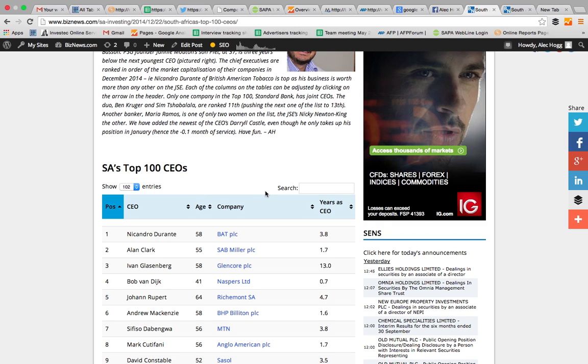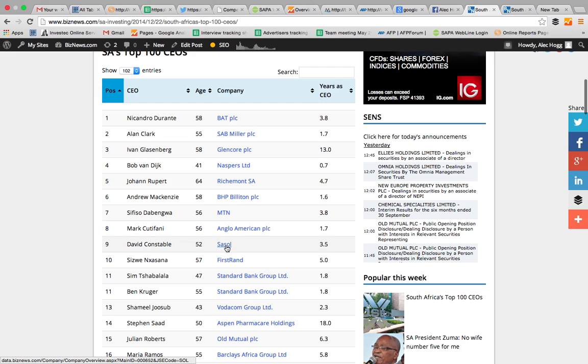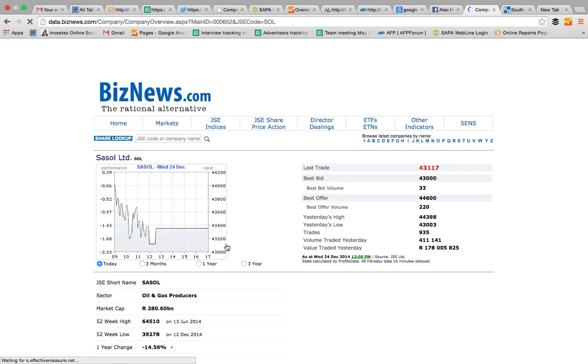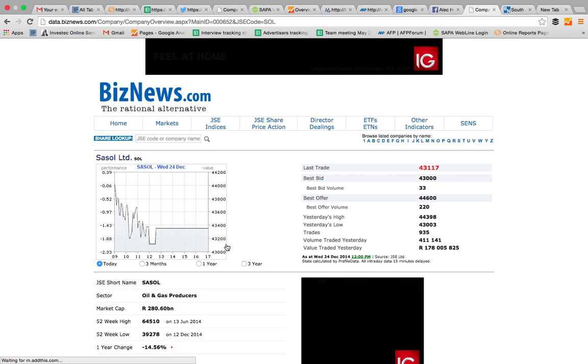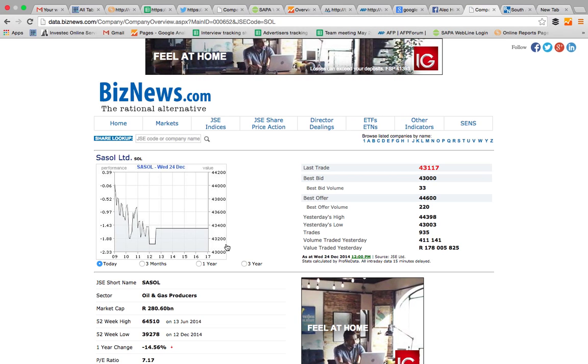But why I'm taking you to this page is it gives us a good way to start by going into the companies themselves. If you see number 9, David Constable, he's 52 years old. He's been in the job 3.5 years, and he runs Sasol. So let's find out more about Sasol itself. By clicking on that link, it'll take you to the companies pages on Biznews.